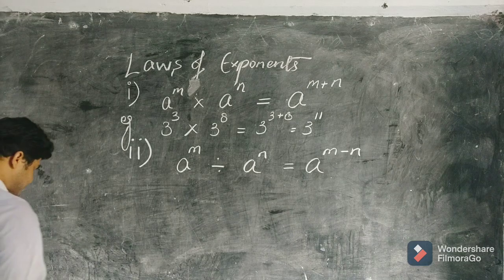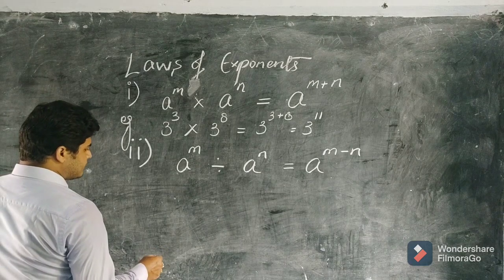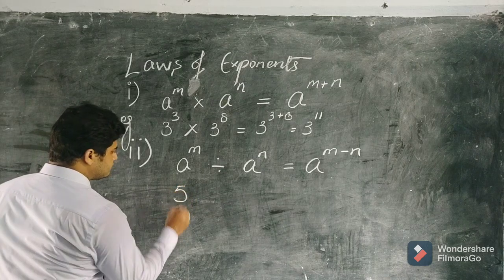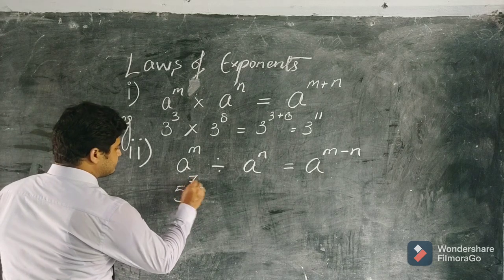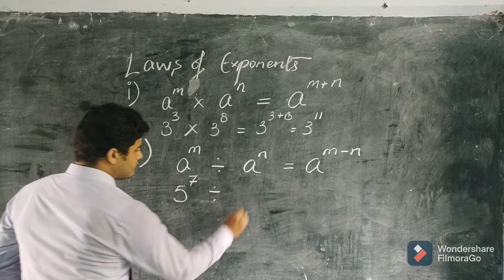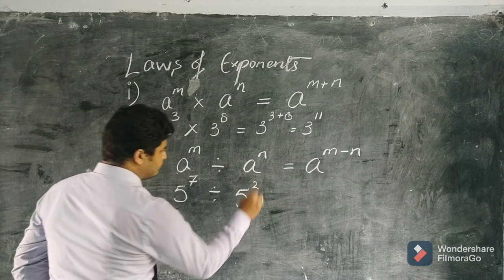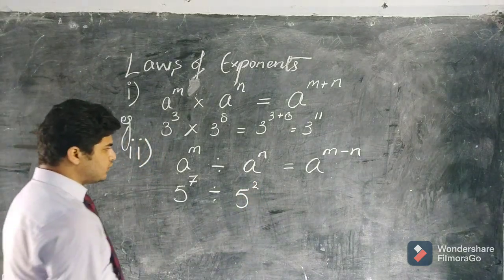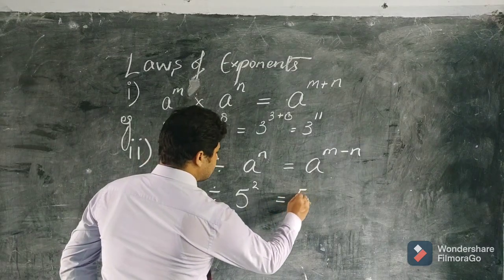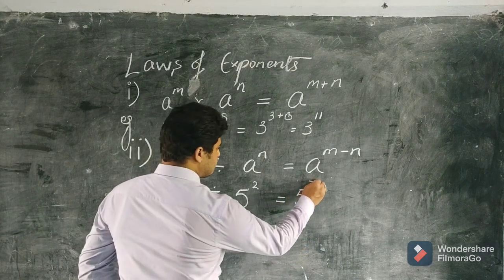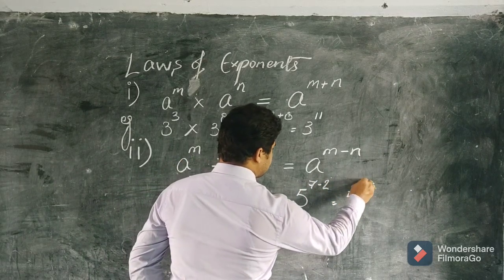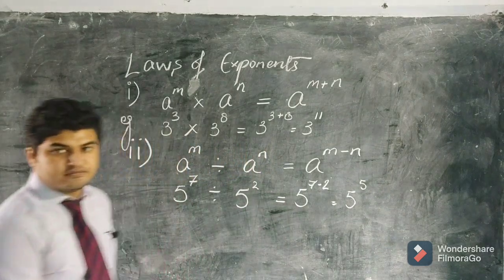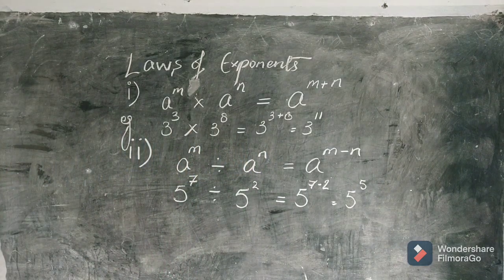Like for example, let us take a number. If we take 5 to the power 7 divided by 5 to the power 2, then we can write it down as 5 to the power 7 minus 2, that is 5 to the power 5, right?